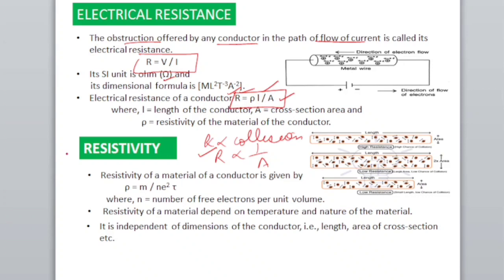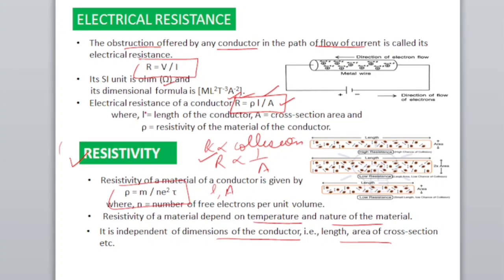Rho is resistivity. The resistivity of the material of a conductor is given by rho equal to m by N e square tau. m is the mass of the electron, N is the number density, e is the charge of the electron, tau is the relaxation time. Resistivity of a material does not depend upon length and area. It is independent of the dimensions of the conductor, length and area of cross section.